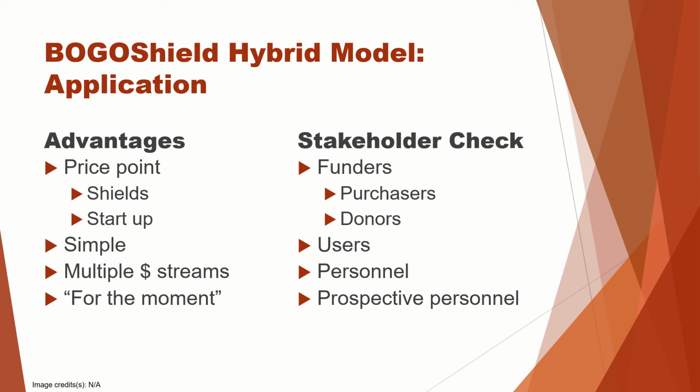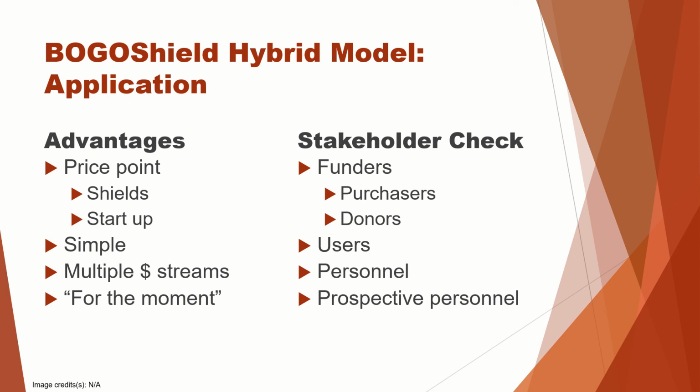Now, how does this address all the needs of the various stakeholders? Funders, both purchasers and donors, are in theory happy with our model. Purchasers get a shield at a reasonably low price point, and it covers both them and others in the same way they might have bought Tom's shoes. And donors know that their funds are not going into the pockets of BOGOShield personnel and instead will be used to get shields out as quickly as possible and to support in other ways.